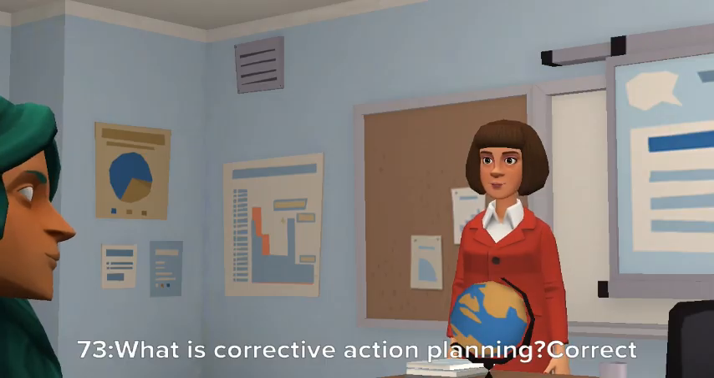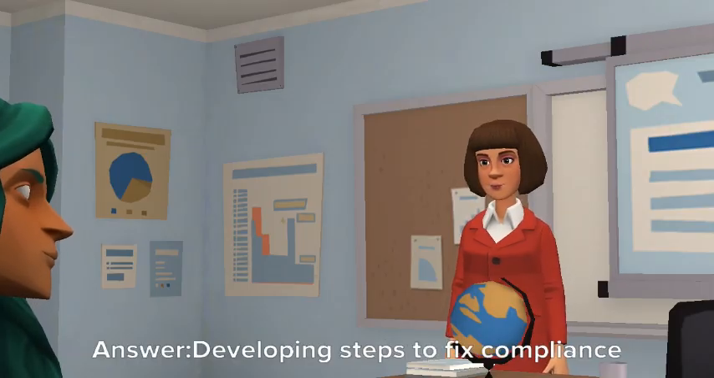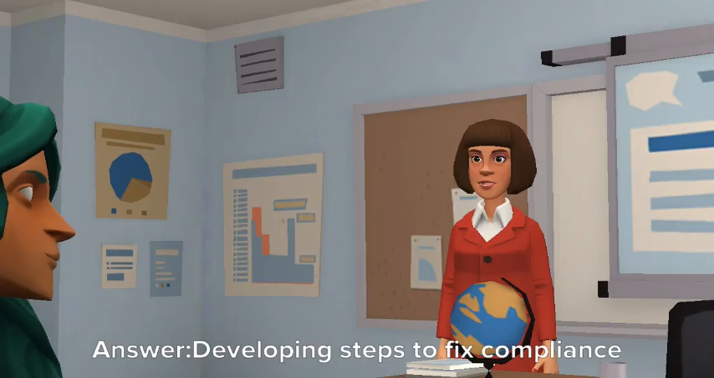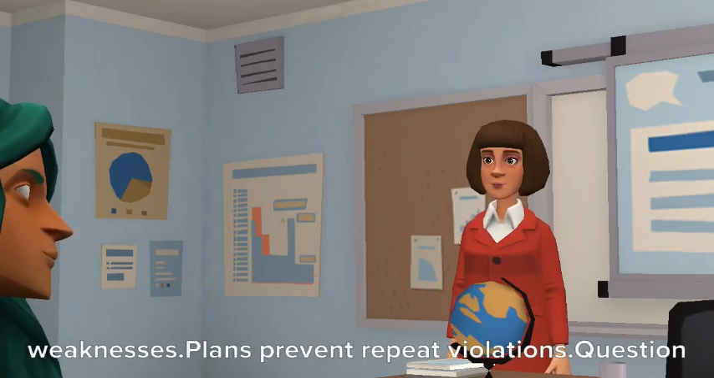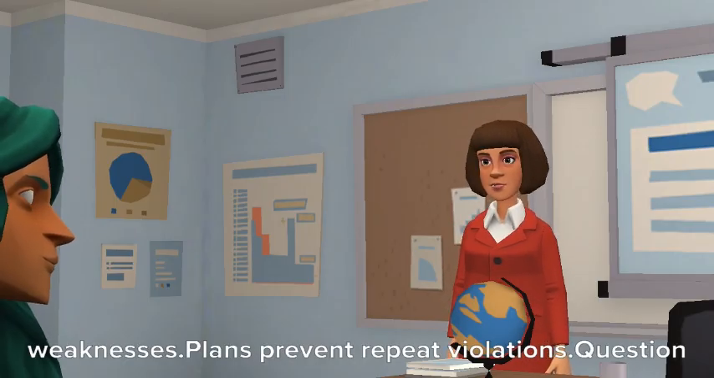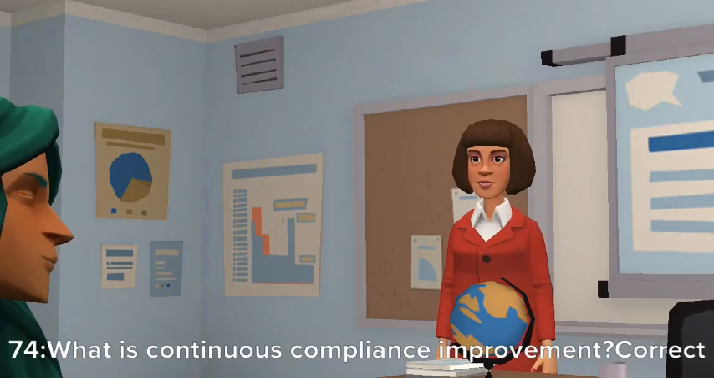Question 73. What is corrective action planning? Correct answer: developing steps to fix compliance weaknesses. Plans prevent repeat violations.